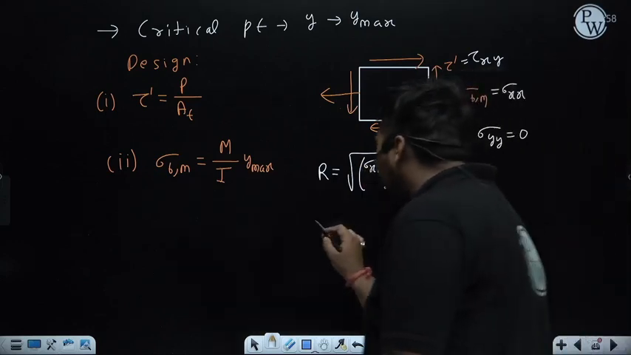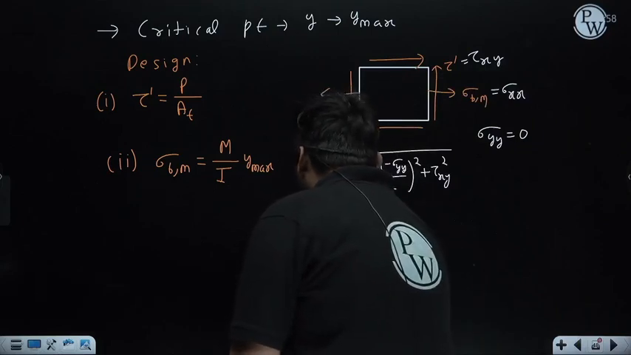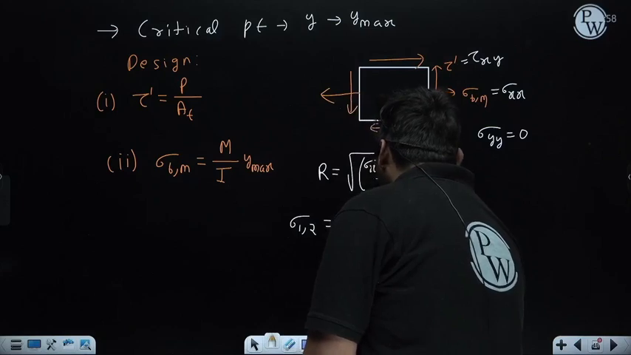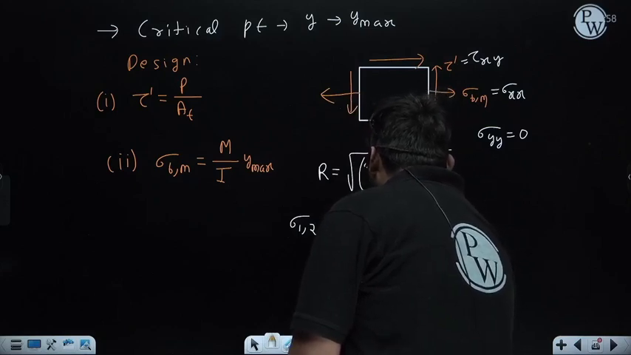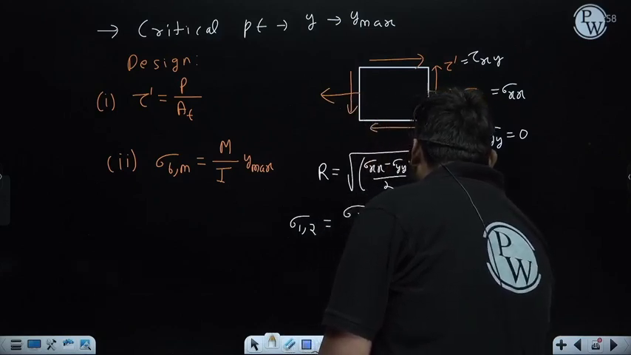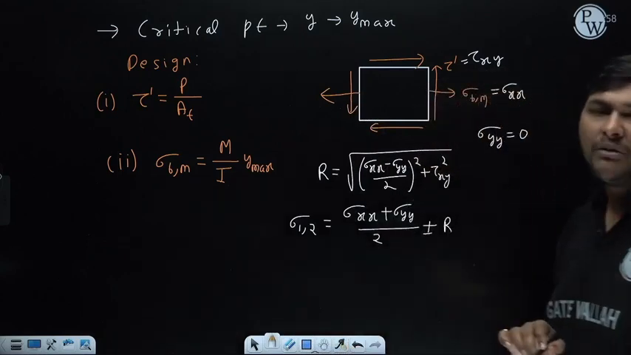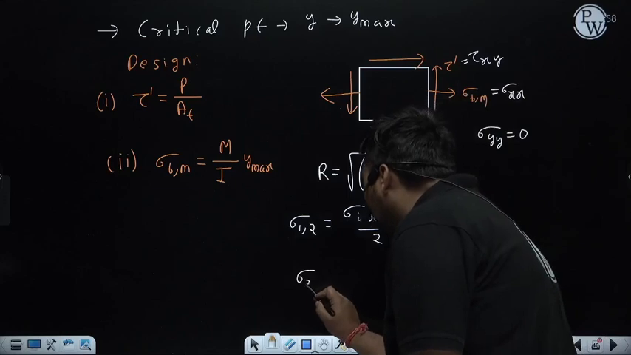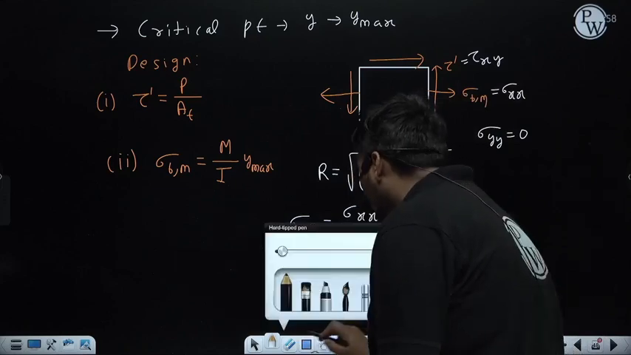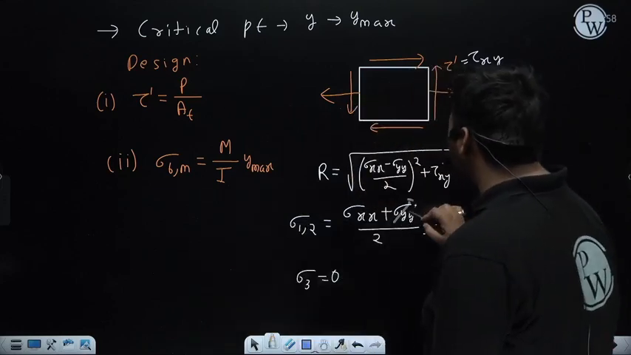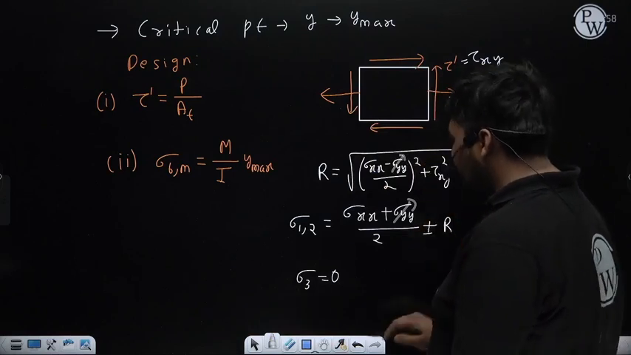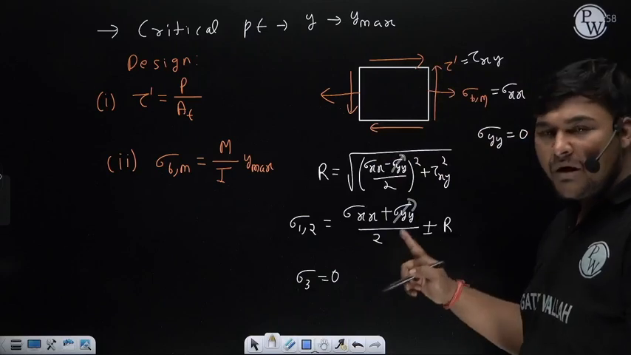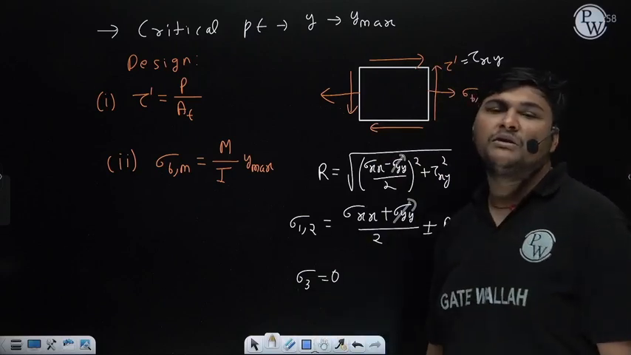After that you can calculate principal stresses sigma 1, 2. Under 2D stress condition, the formula to calculate principal stress is (sigma xx plus sigma yy) divided by 2, plus minus R. If you take the plus sign, you will get the value of sigma 1. If you take the minus sign, you will get the value of sigma 2. And since it is subjected to 2D stress condition, sigma 3 will be 0. Here sigma yy is 0, that is a different thing. So we will ultimately get the values of sigma 1 and sigma 2, and under 2D stress condition, sigma 3 will be 0.